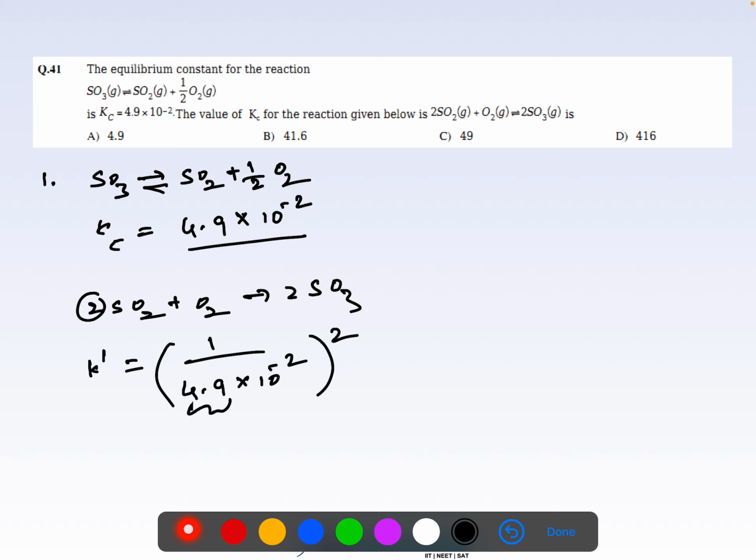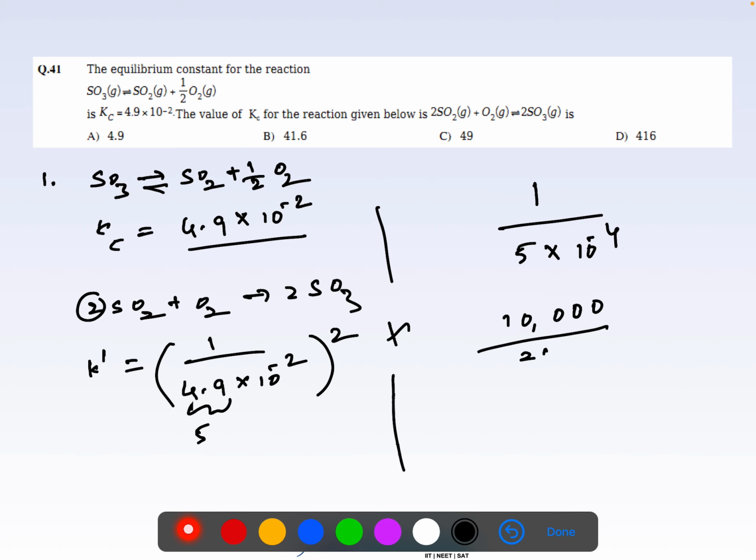So I will consider this as 5. So I will get 1 by 5 into 10 to the power minus 4, and this will be 10,000 divided by 25. So this is the square of 4.9 or 5, which will be 25. So this will be nearly equal to 400. The correct answer is 416.